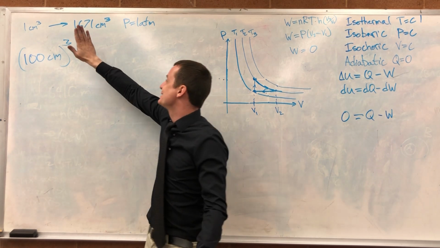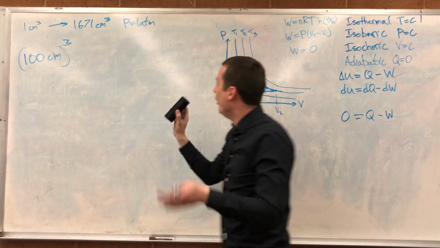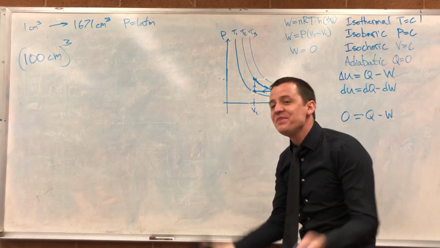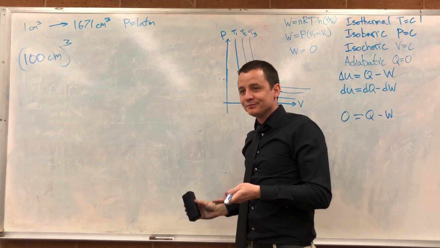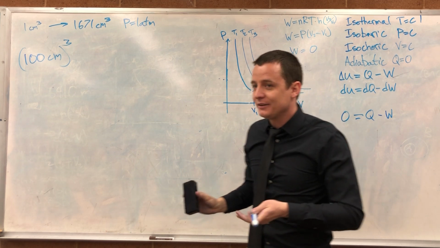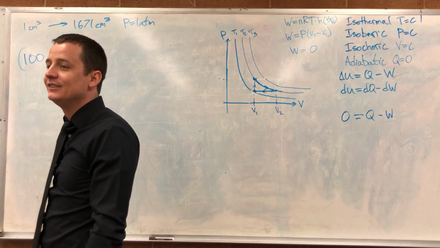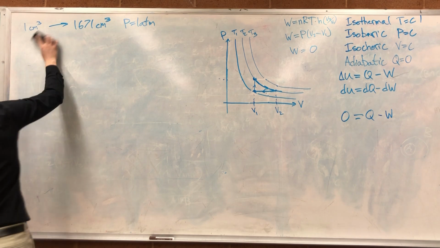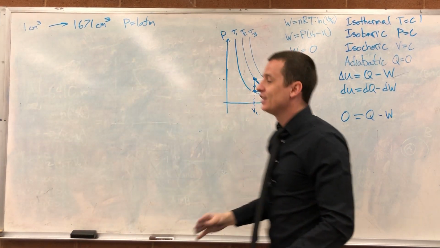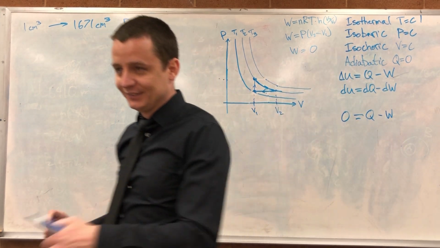Okay. That is not close to 2 cubic meters. That is almost 2 1,000ths of a cubic meter. Right? 0.2%. That makes a lot more sense. But still a massive expansion ratio. It's occupying 1,671 times the amount of volume it was before.